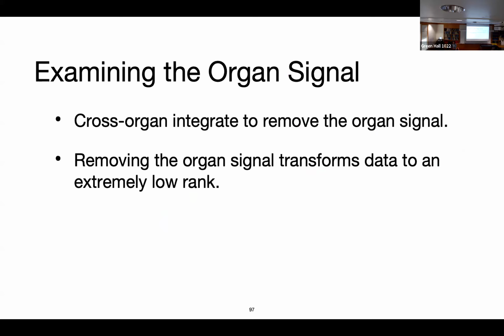Well, one thing you can do is take away the organ signal and see what happens. Just as you can integrate across species using cross-species integration, why not integrate across organs using cross-organ integration? So what I found is that removing the organ signal transforms the data to an extremely low rank. In other words, without organ variants, there is little shared variance left to infer the cell phylogeny.